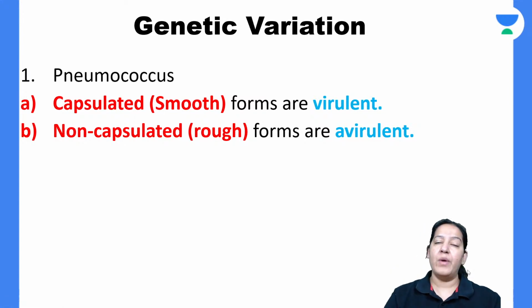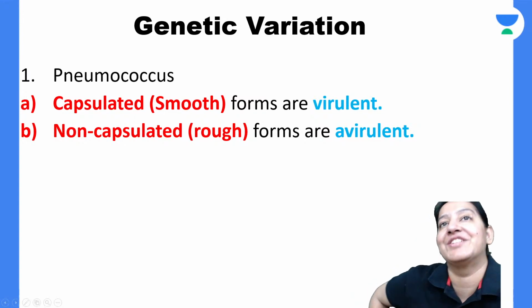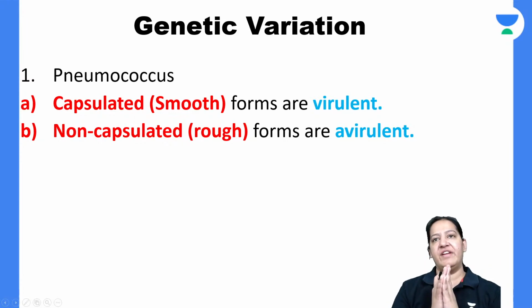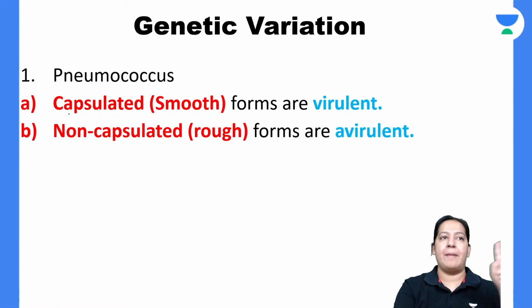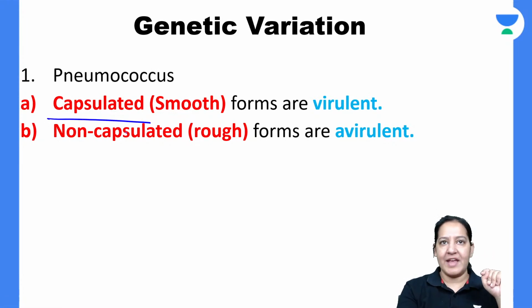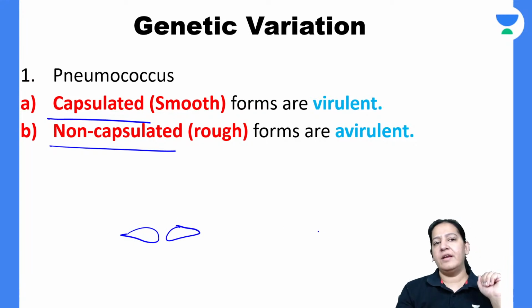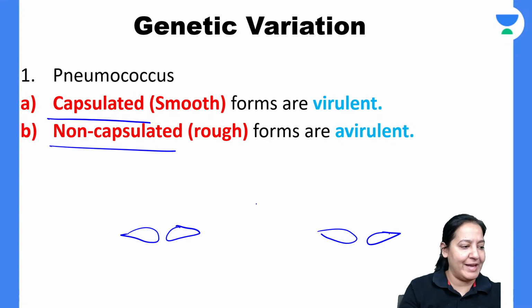Okay. The next very important point to be understood here is genetic variation. What do you mean by genetic variation? As I have told you, pneumococcus are capsulated, and sometimes it is non-capsulated also. Okay, let me draw a pneumococcus. These are capsulated and these are non-capsulated. Let me draw the two types of the pneumococcus to explain the concept.